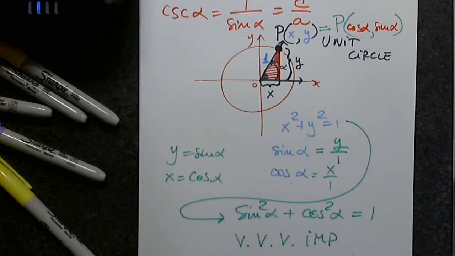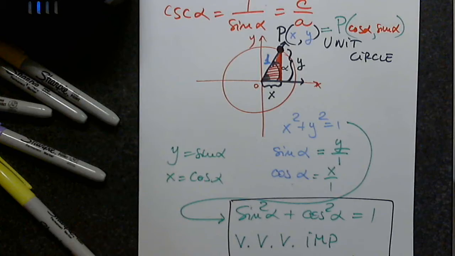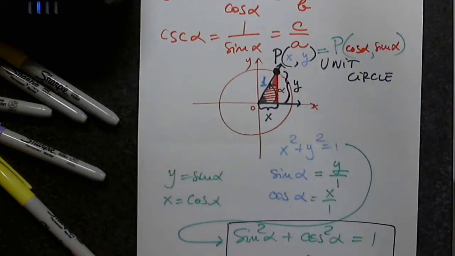So sine squared 90 degrees plus cosine squared 90 degrees, how much will that be? Sine squared 90 degrees plus cosine squared 90 degrees. 1. Sine squared 30 degrees plus cosine squared 30 degrees. Okay? It's always the case. Any questions? This is super important.